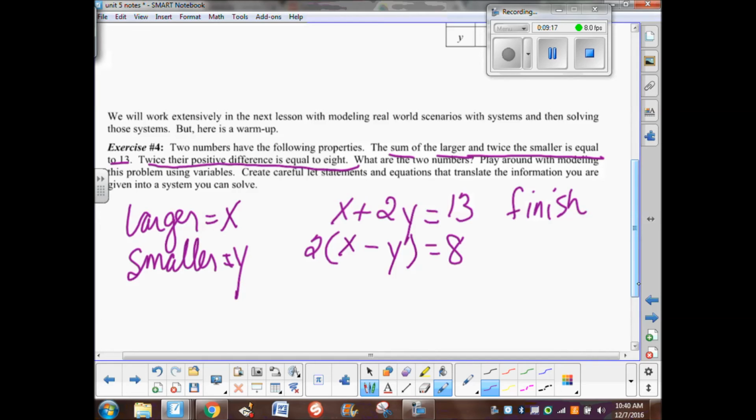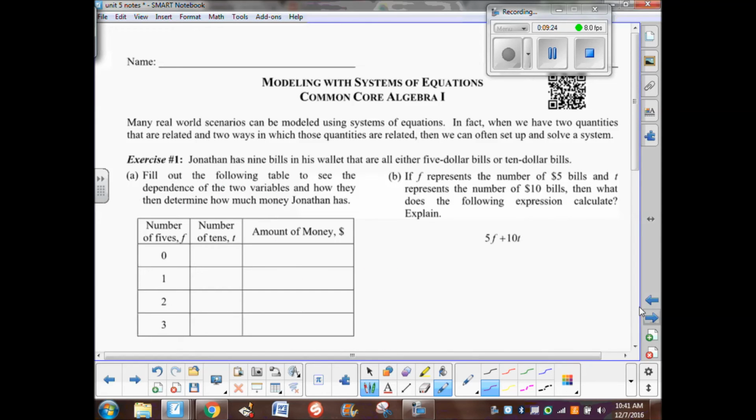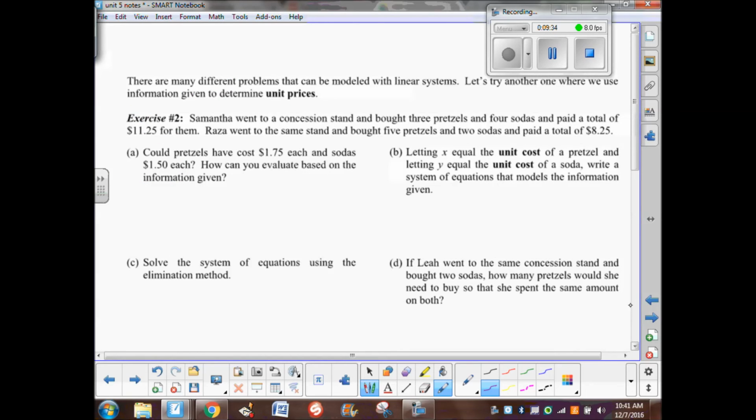Go ahead and flip it. Let's take a look at lesson 4. So exercise 1 is going to be our warm-up in class. So you don't have to do this one now. That's going to be our warm-up. Okay. So if you flip that over, let's do exercise 2, and then we'll be done. It says there are many different problems that can be modeled with linear systems. The modeling just means we're writing our own equations. So let's try one where we use information given to determine unit prices.